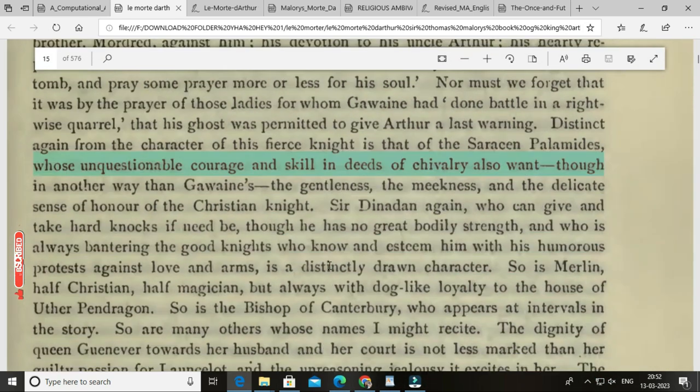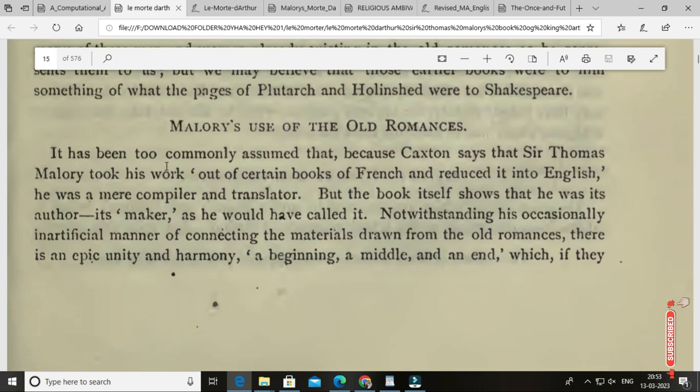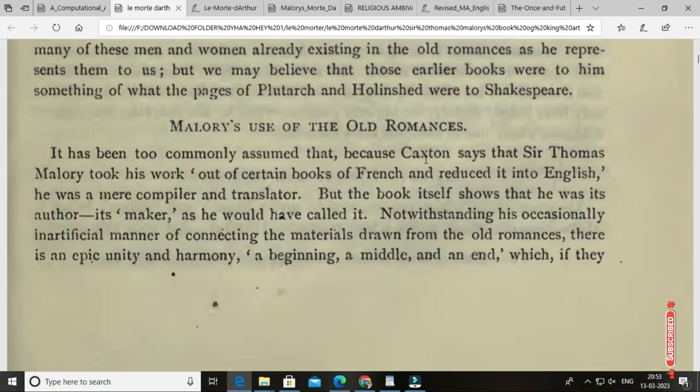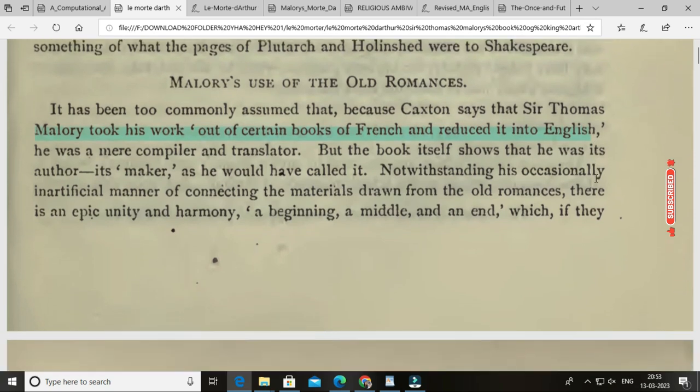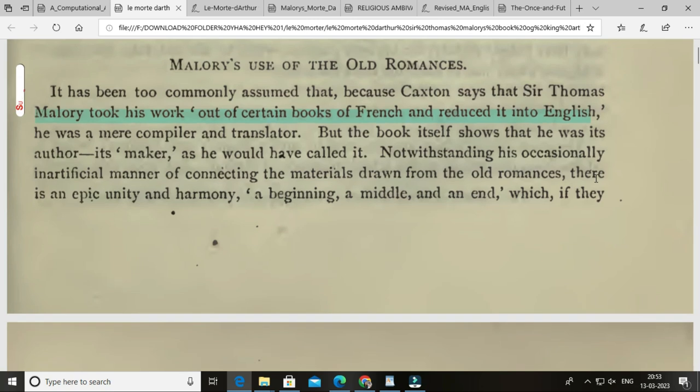so this is Malory's use of the old romances. It has been too commonly assumed that because Caxton says that Sir Thomas Malory took his work out of certain books of French and reduced it into English, he was a mere compiler and translator. But the book itself shows that he was an author, and a maker, as Caxton would have called him.